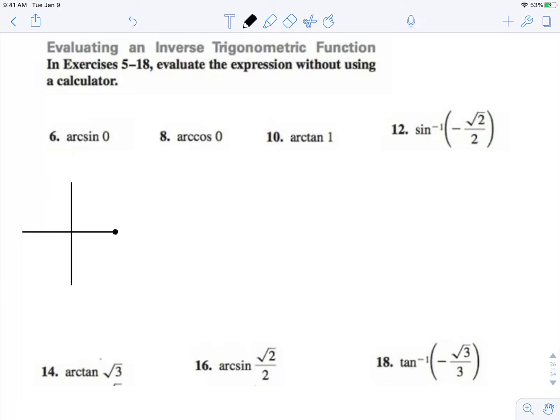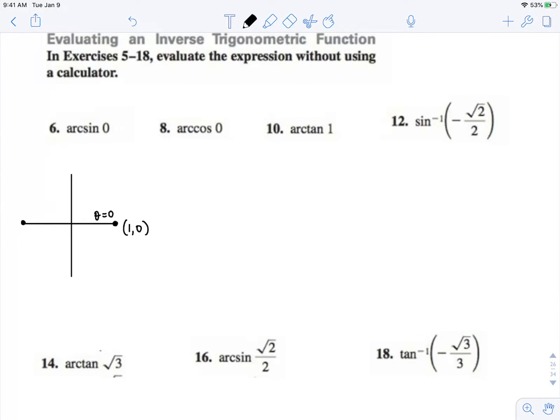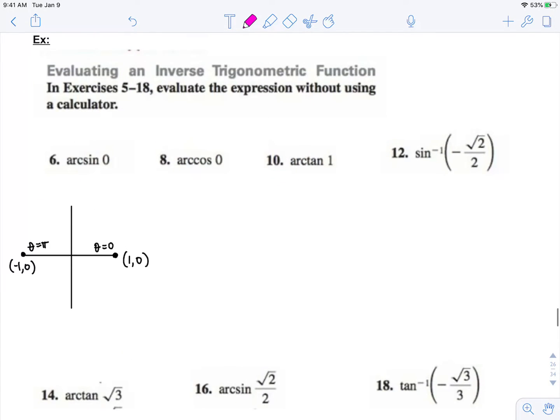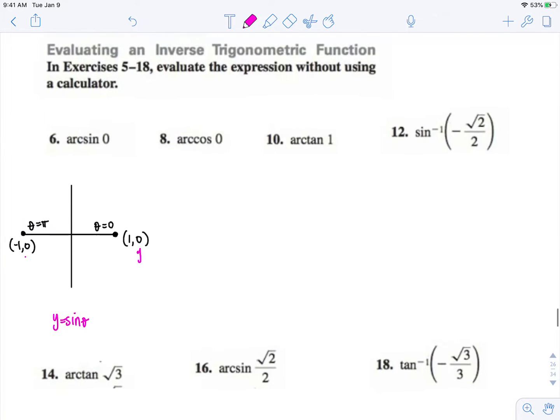Well, I know sine is 0 here when theta equals 0 because x is 1 and y is 0. And I know sine is 0 here when theta equals pi because the coordinate here is negative 1, 0. Because remember, in the unit circle, y equals sine theta. And for both of these y values, they're 0.